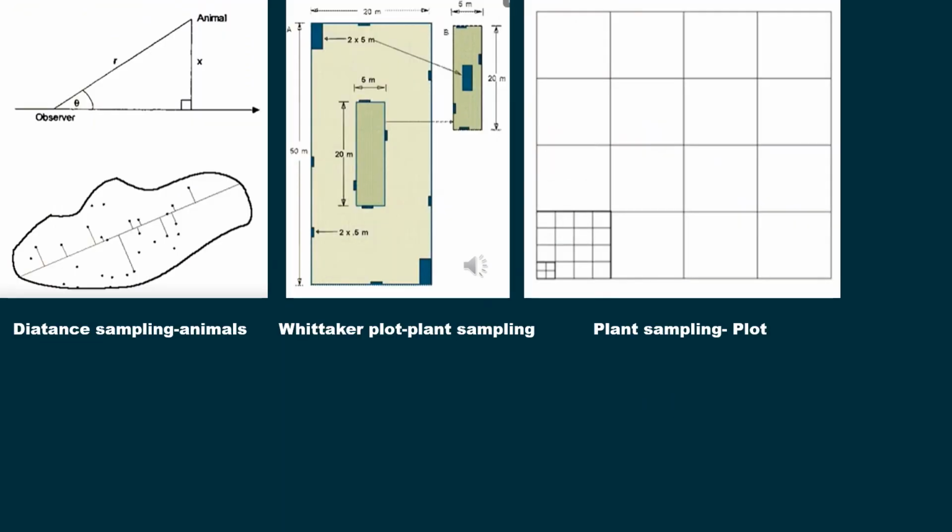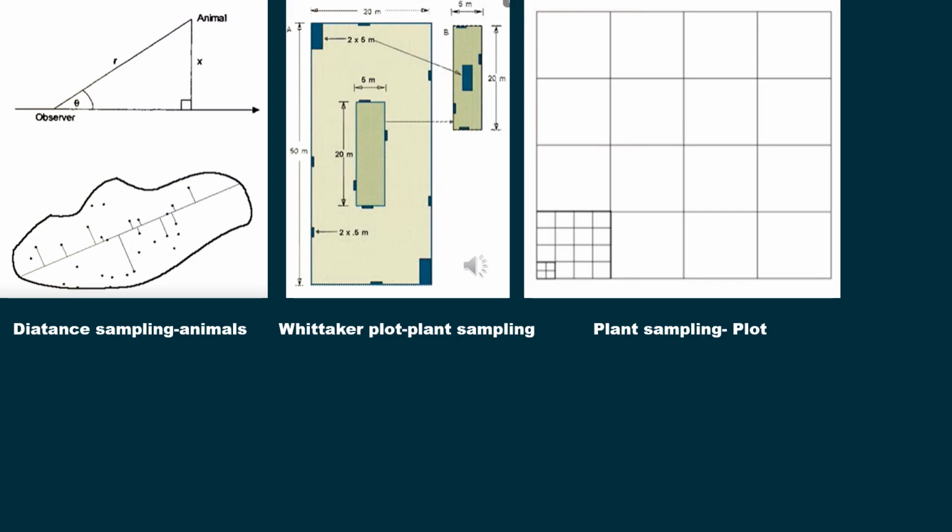One of the most used sampling techniques in plant surveys are plots. Plots can be of different types. They can be nested, can be cross plots, a Whittaker's plot. It depends on the sampling that we are going to organize.